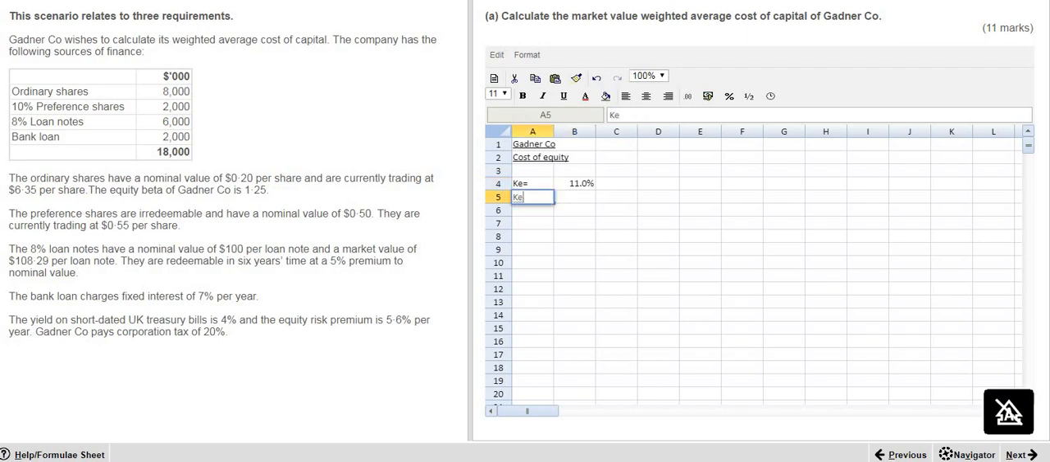Now, if you don't want to do it that way, maybe you're not comfortable with using the formula, you can type it out. You can come here and say the risk-free rate, which is 4%, by 5.6%. So I'm going to use my calculator now and calculate it fast. Then I'm going to put 11% in front of it. When I get my answer, 11%, I'm going to write 11%.